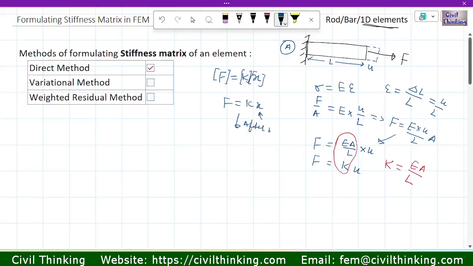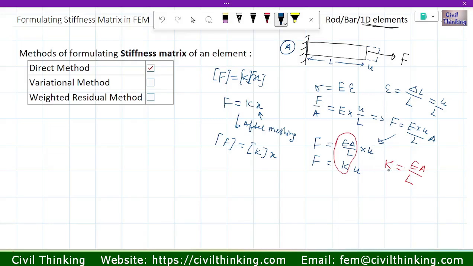After meshing, it is going to be F is equal to kx. Right now k is equal to EA by L. It is for the whole body, without meshing. This is in fact not part of FEM, because FEM deals with the meshed body.